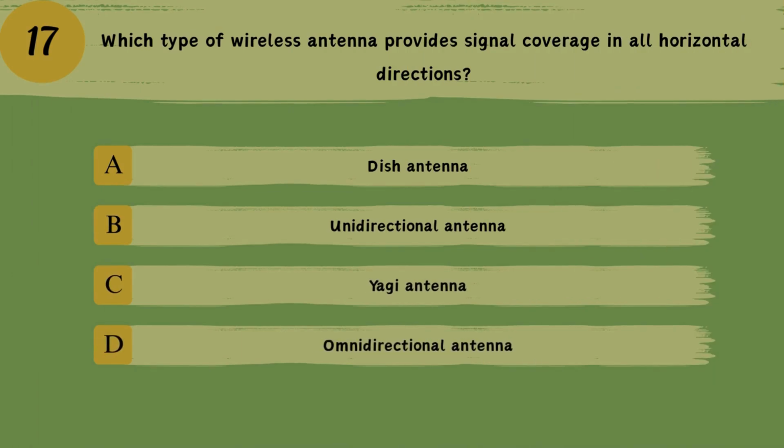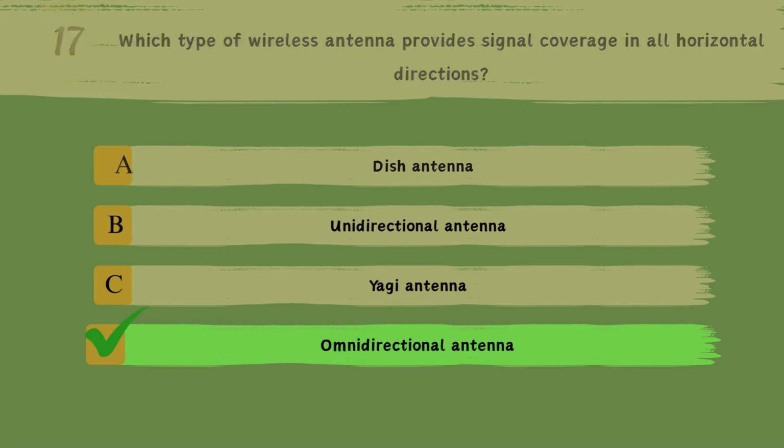Question 17. Which type of wireless antenna provides signal coverage in all horizontal directions? A. Dish antenna. B. Unidirectional antenna. C. Yagi antenna. D. Omnidirectional antenna. Correct answer, D. Omnidirectional antenna.